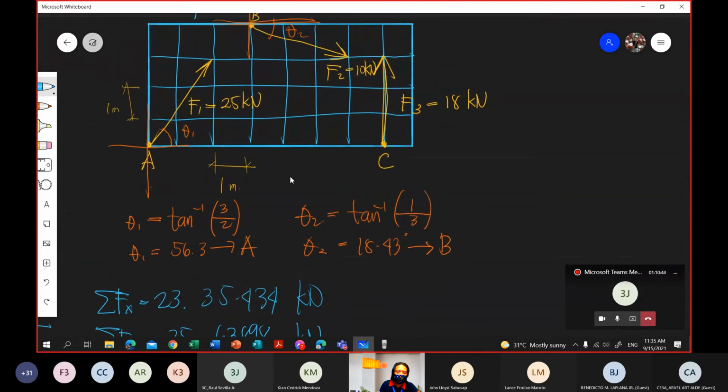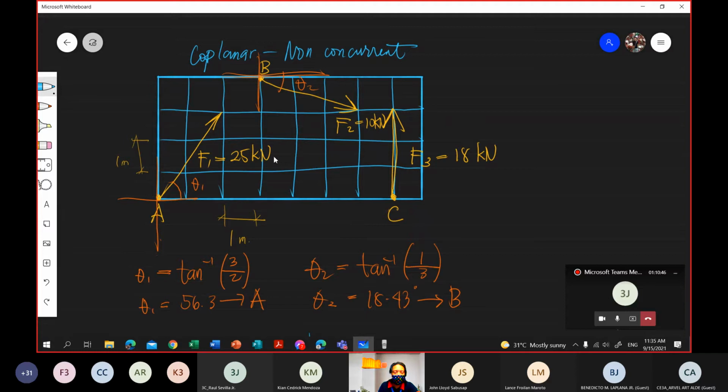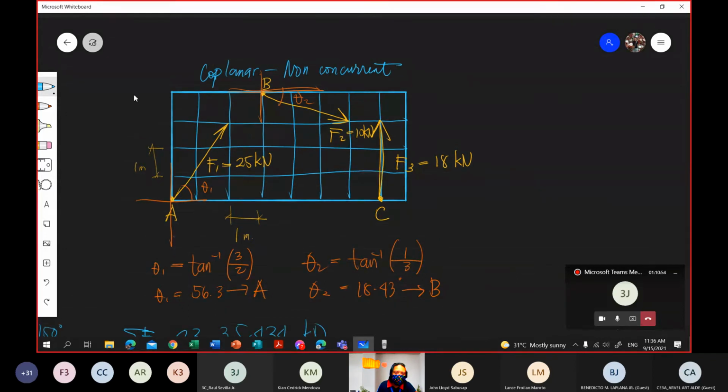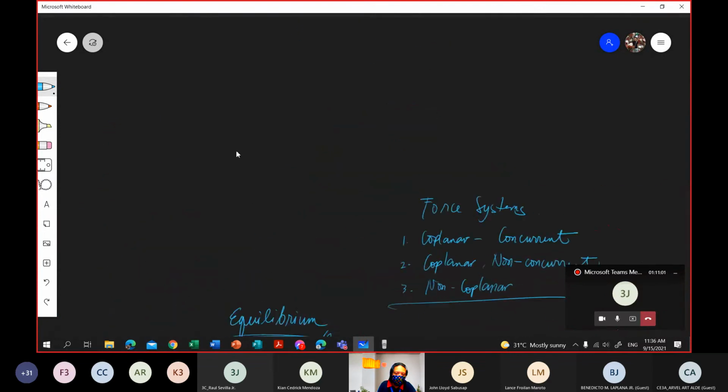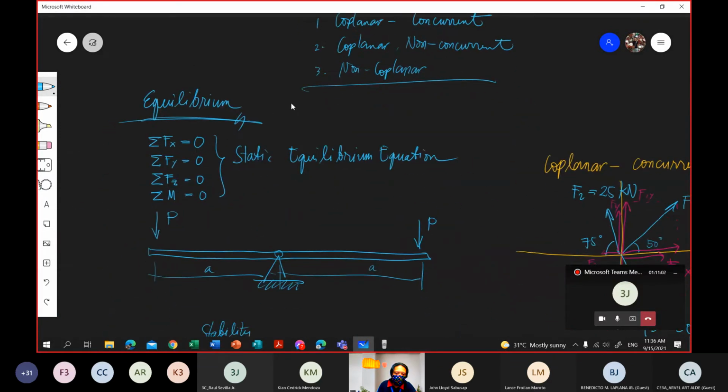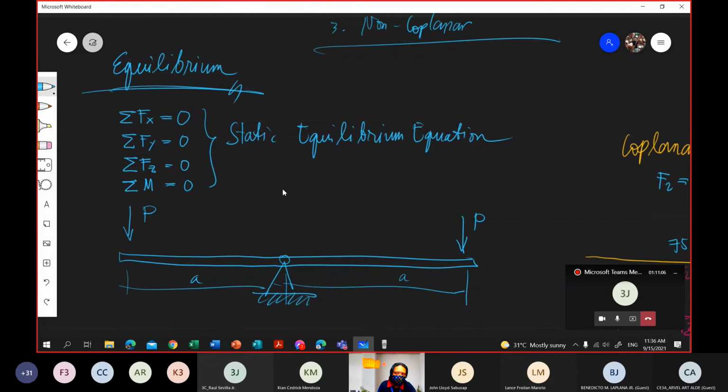What remains to be solved? Since this is non-concurrent, we still need to solve for its location, where it is acting. So how do we do that? Take note, we go back to the state of equilibrium. A certain structure or force system will be in a state of equilibrium only if the static equilibrium equations are satisfied.